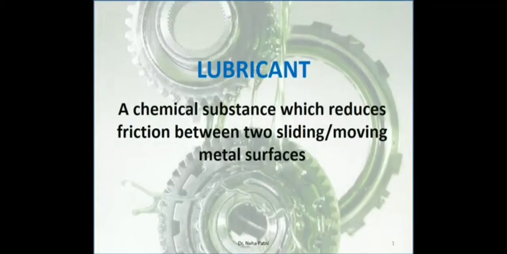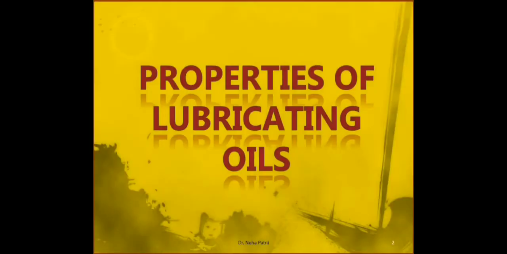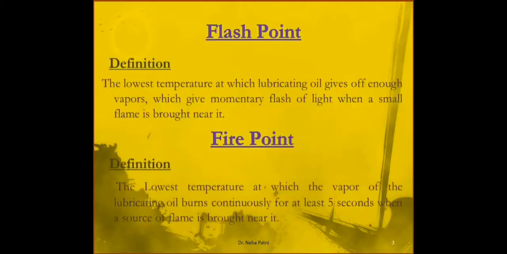Hello everyone. So today we'll discuss one more property of a lubricant. Before that, again I need to remind you all, what is a lubricant? That particular chemical which we are going to use in order to reduce the friction between two metallic surfaces. So in the properties of lubricating oil, that is, we are talking about liquid oils, we are going to discuss the property called flash and fire point.